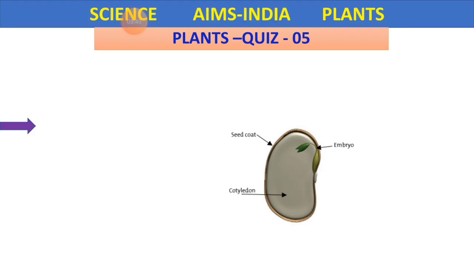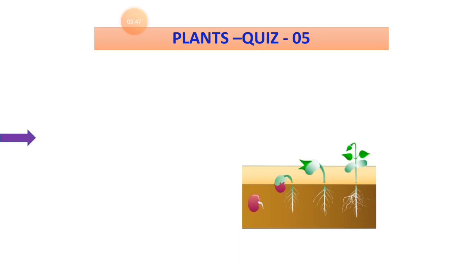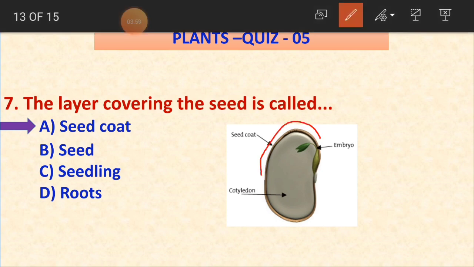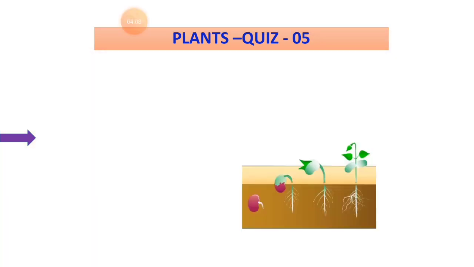Okay. The layer covering the seed is called what? Layer in the sense of what, children? This part, the outer part. This part is known as the seed coat.